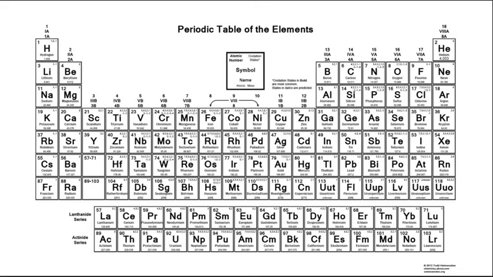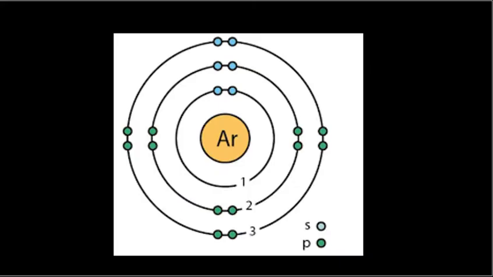Also remember, when we are talking about an atom, the first level, which is closest to the nucleus, is going to be filled at 2 electrons. The second level is going to be filled with 8, and then we're going to talk about the third level being filled also with 8.